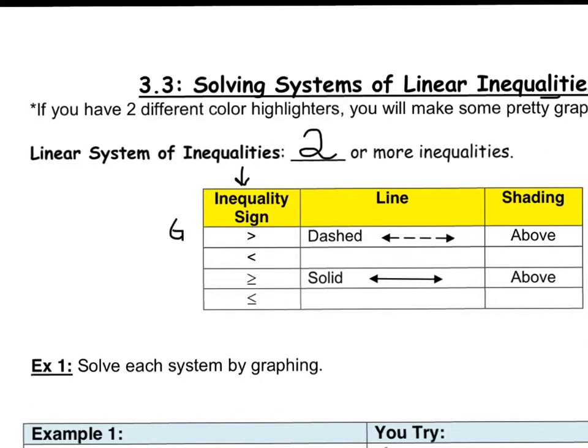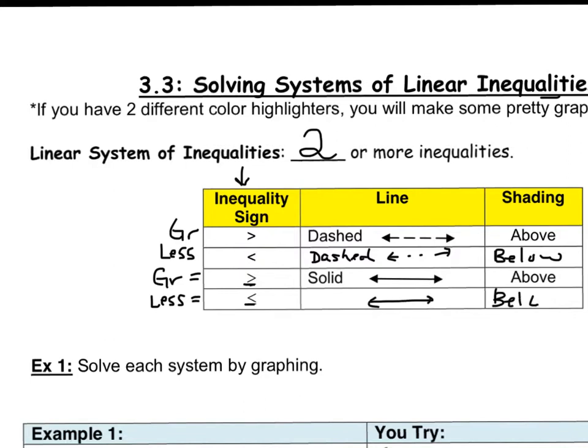If you have the greater than sign, you have a dashed line and you shade above. If you have a less than sign, you have a dashed line and you shade below. If you have a greater than or equal to sign, when it has the equal sign underneath, it's a solid line shaded above. And if you have a less than or equal to, it is also a solid line and it is shaded below. So hopefully you remember that from before.